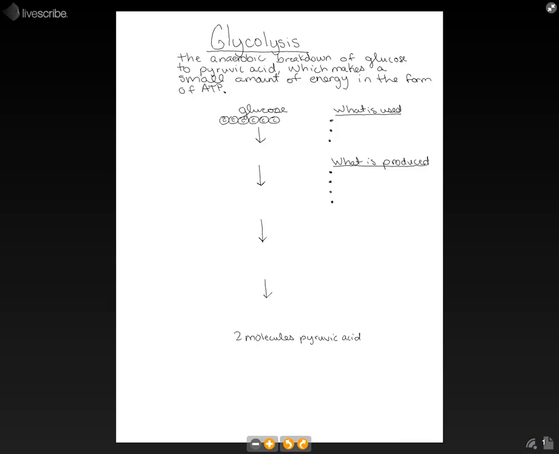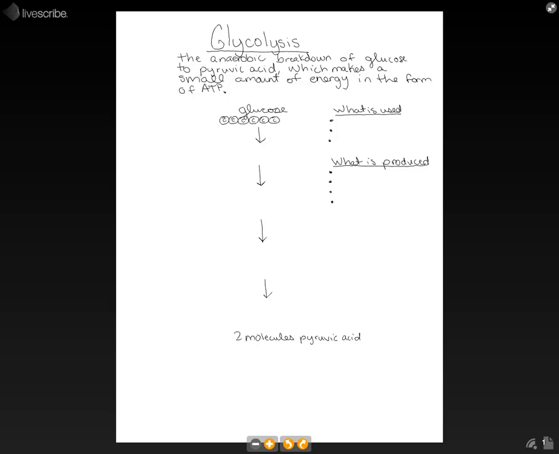Now we're going to talk about glycolysis. Glycolysis is the anaerobic breakdown of glucose to pyruvic acid, which makes a small amount of energy in the form of ATP. So first we're going to go through all the steps of how to get from glucose to pyruvic acid, and then we're going to talk about what's used and produced.